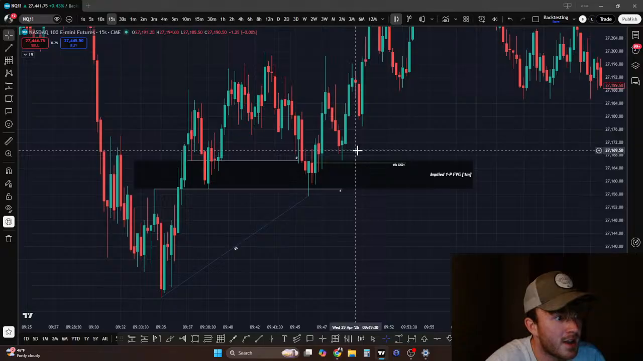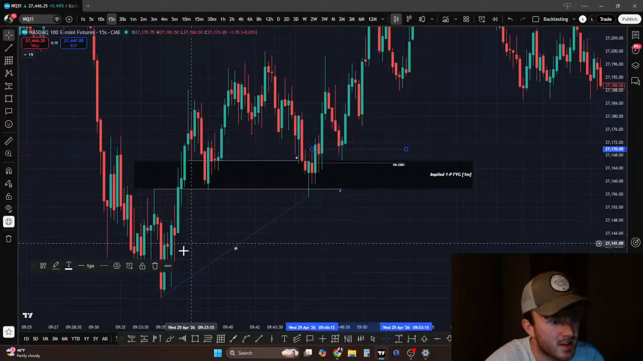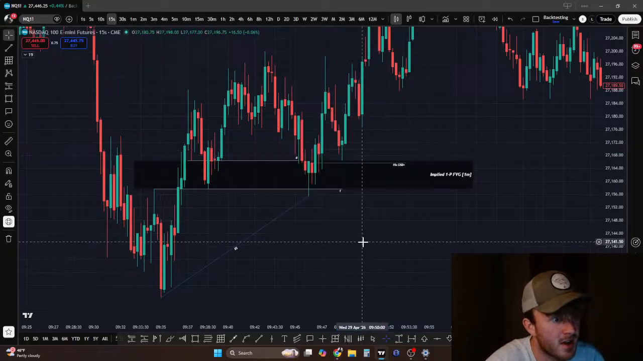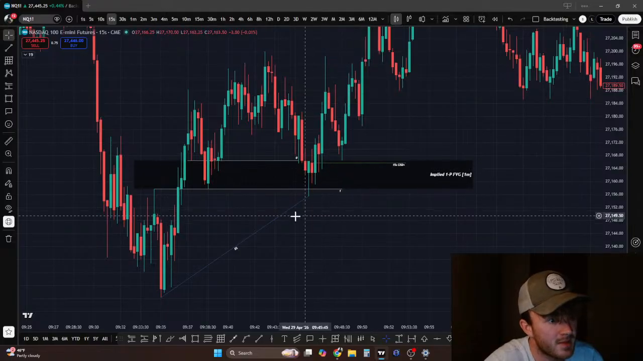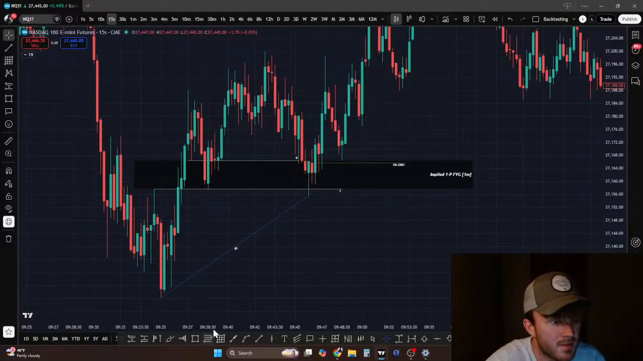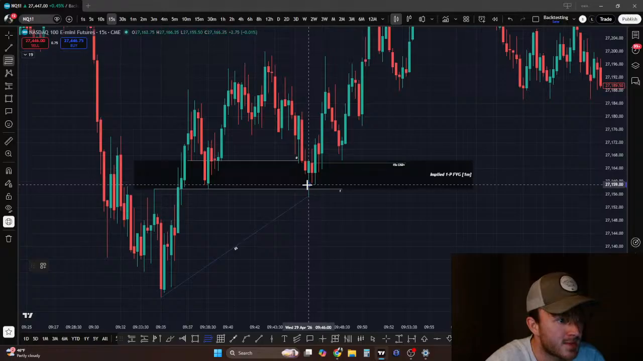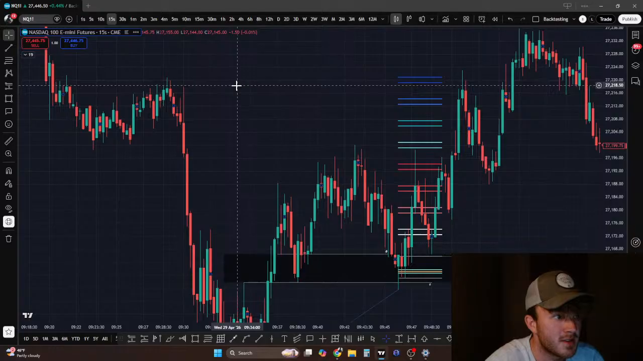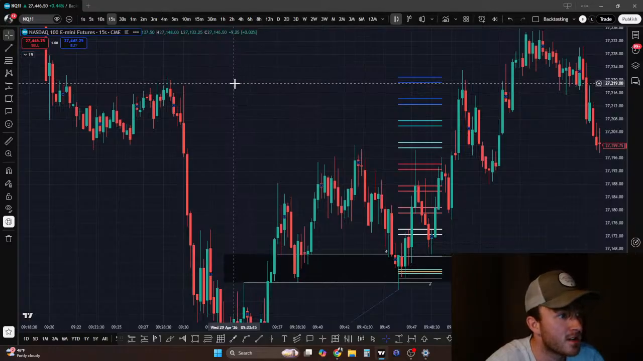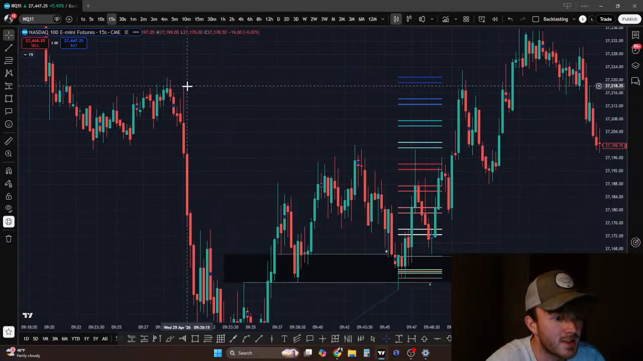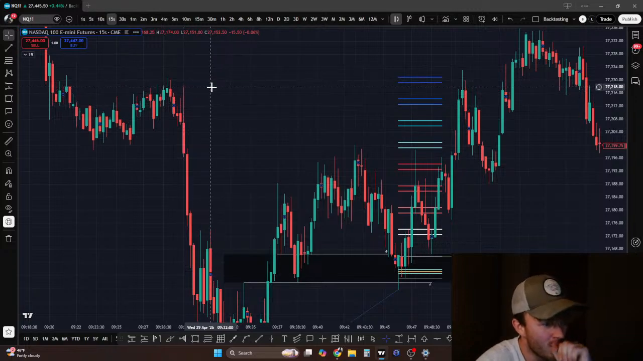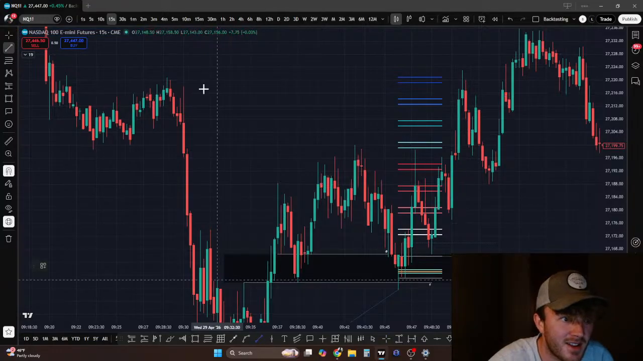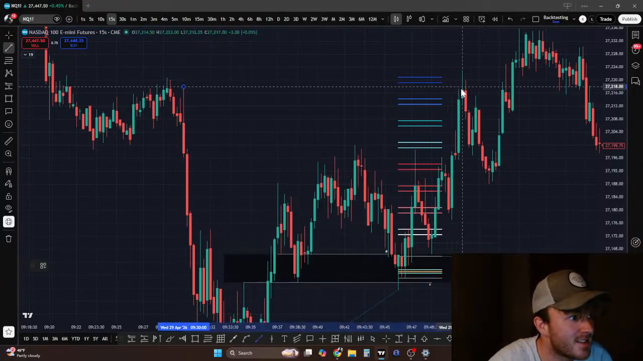So I'll enter on the wick of a change in state of delivery, even though I'm still measuring it out from the body, because I just know from my experience that a lot of time we only use the wick. And then you can see we run up 8 projections there. We run up whatever this is. Market open high, right at 8 projections. Whoo! That's hot.